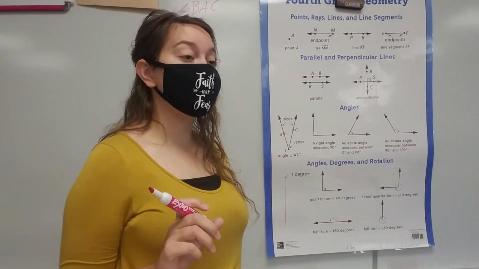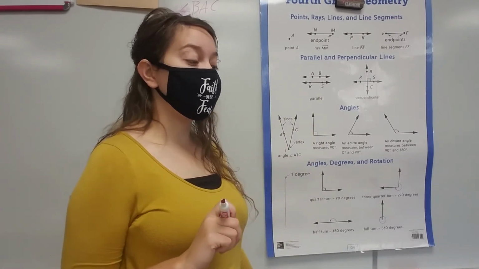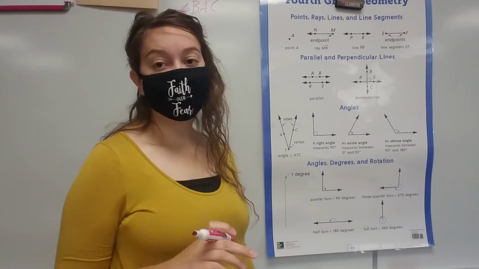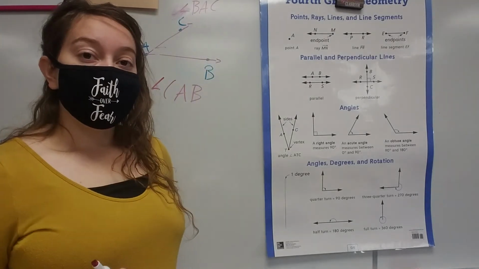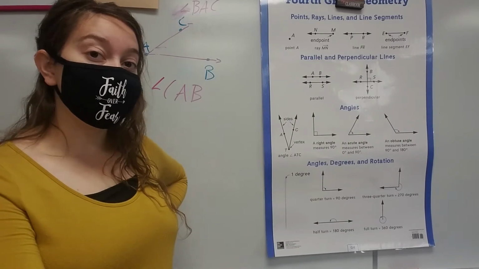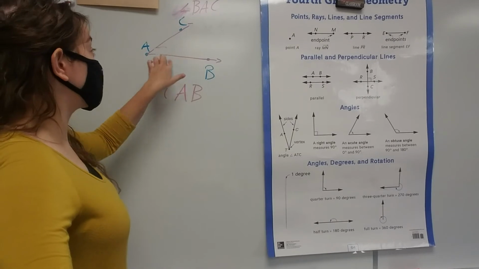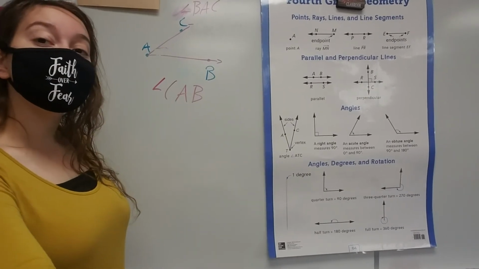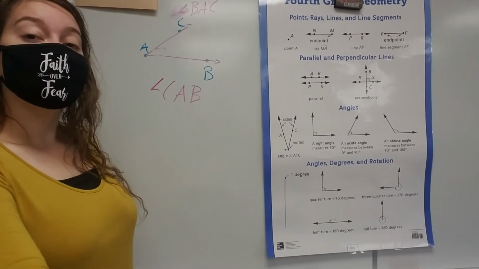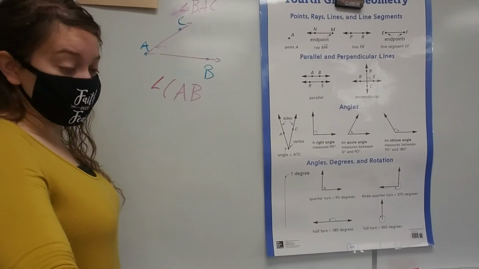Acute. A-C-U-T-E. It's all one word. It's just how it sounds. Number 2. Which one's the vertex? The vertex is where the two sides meet. Not C and B, it's where they meet. Oh, A. A.